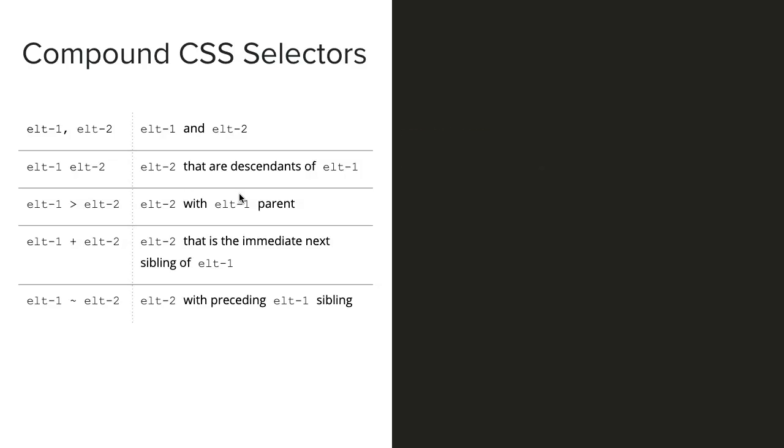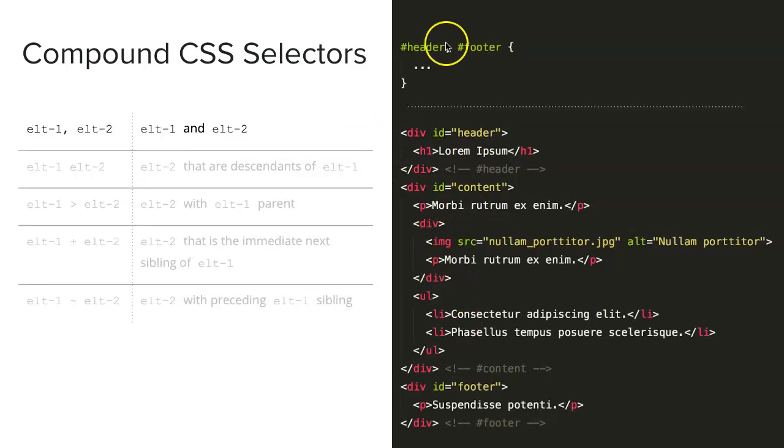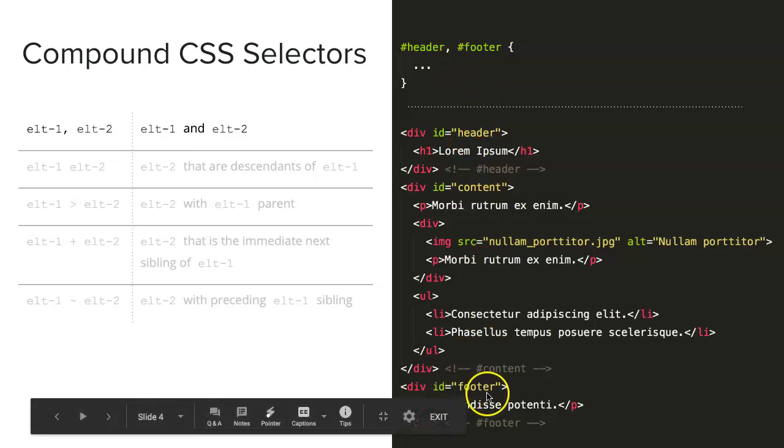we can actually combine CSS selectors to select something. What I mean by that is this. So let's say you have all this HTML, you have a header, H1, content, blah blah blah, right? You could actually do something like this: header, comma, footer. Remember, these are IDs. So this is ID header here, right? ID footer here, right? There you go.